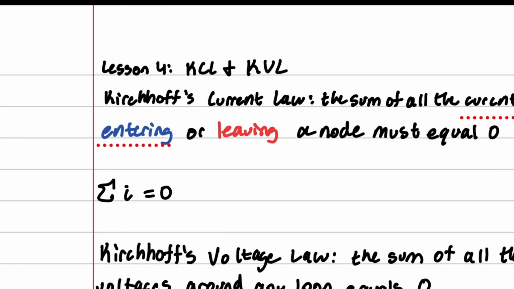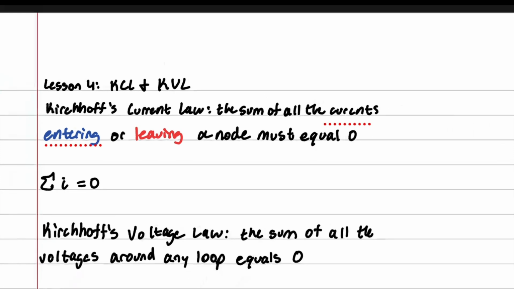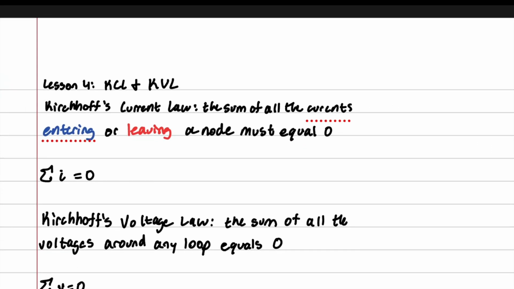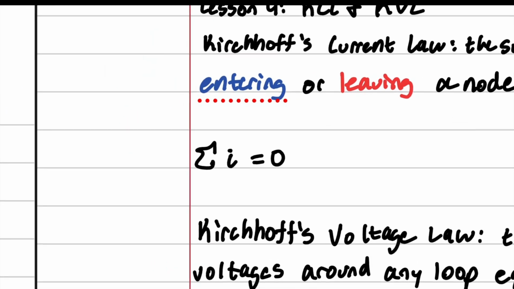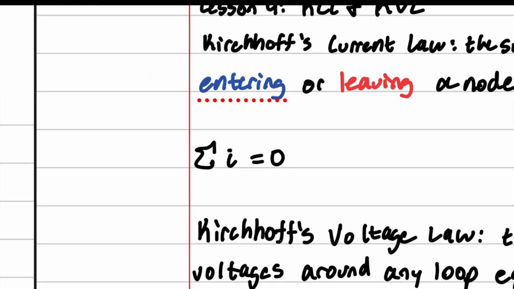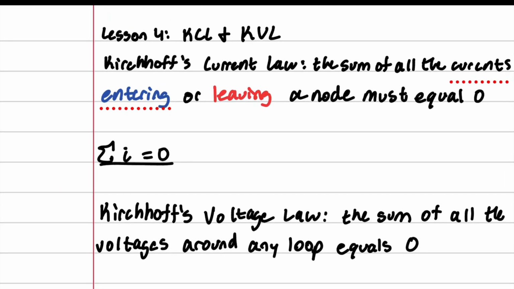Kirchhoff's current law is the sum of all the currents entering or leaving a node must equal 0. Or, mathematically, and very simply, the sum of the currents equals 0. Now, we'll get into what this word means in a little bit.